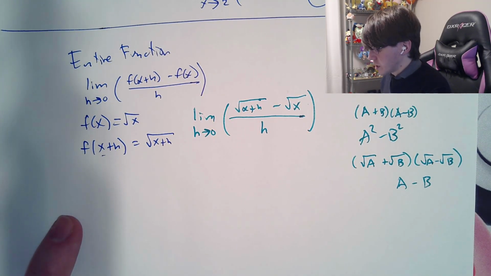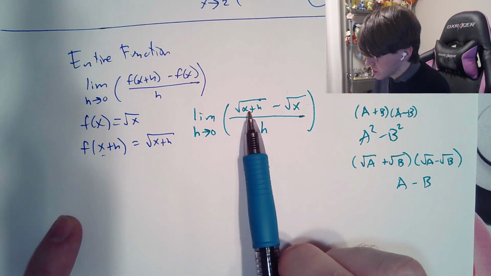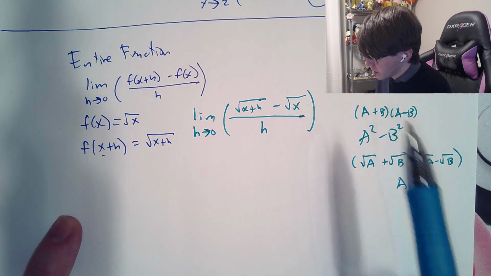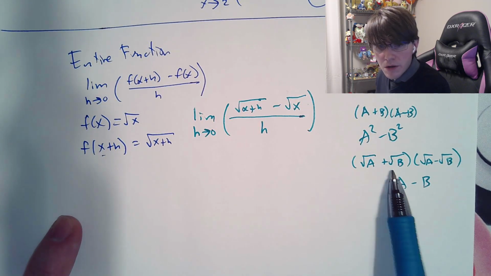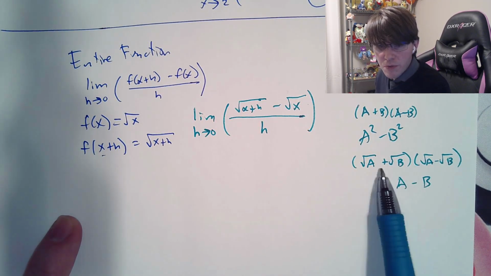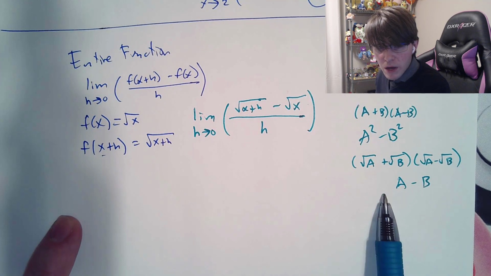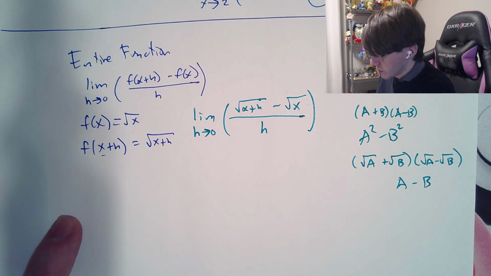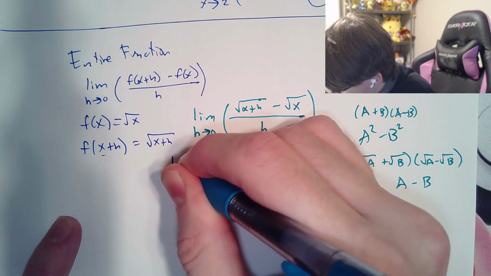In this case, what am I talking about? We have the square root of x plus h minus the square root of x. That's these two we're talking about here. We actually have the minus version. So if we multiply it by the positive version, we'll just get a minus b. The square roots are gone, and that is what we want to do. So we're going to go ahead and rewrite this.